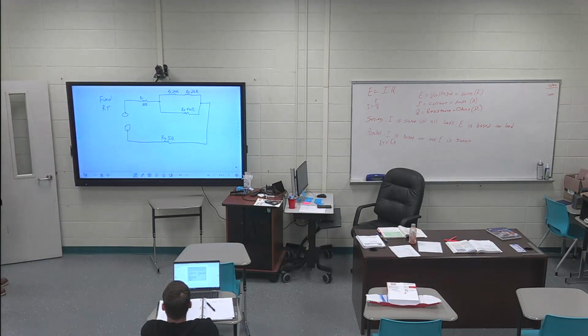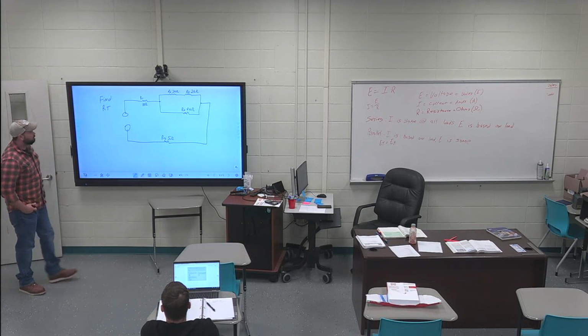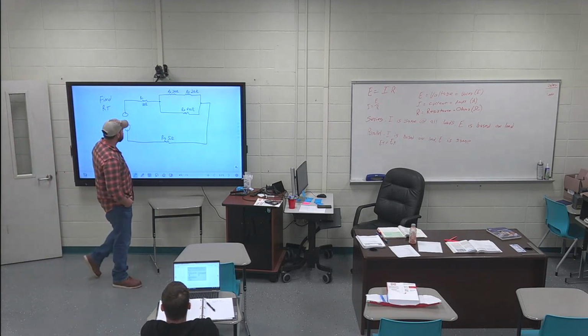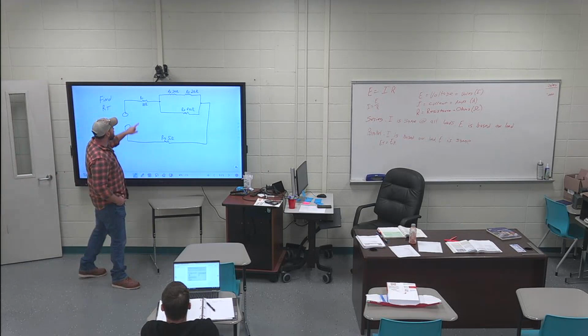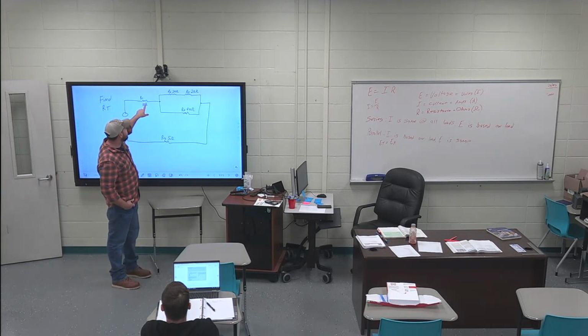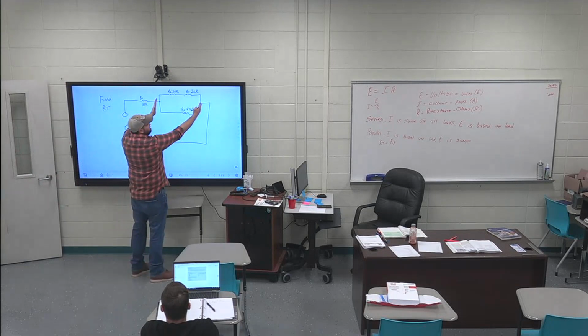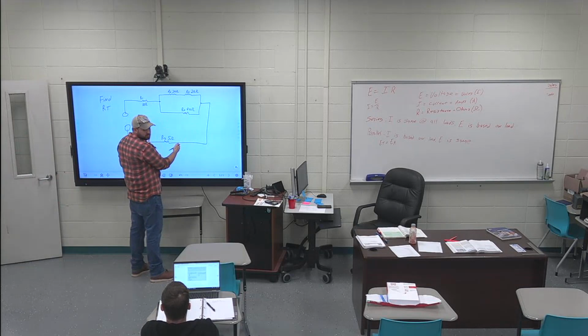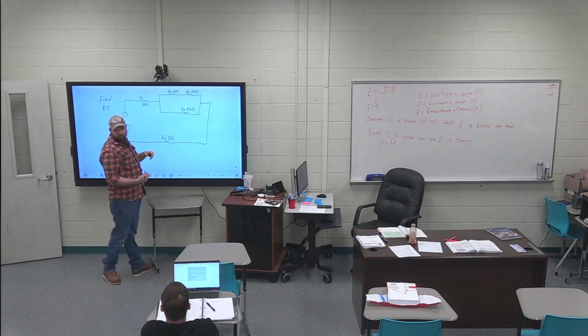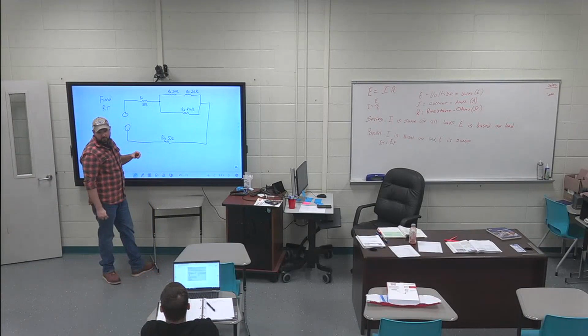This problem right here. What is my first step to break down the circuit? Figure out what's in parallel and what's in series. So I can see that R1 is in series with this combination, which is in series with this. So what do I want to do first?